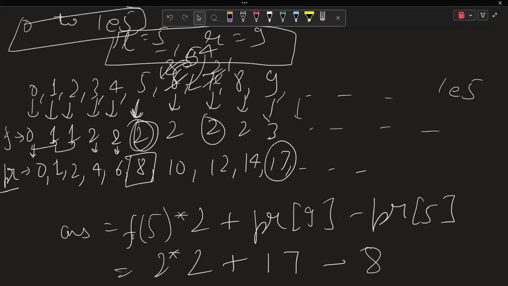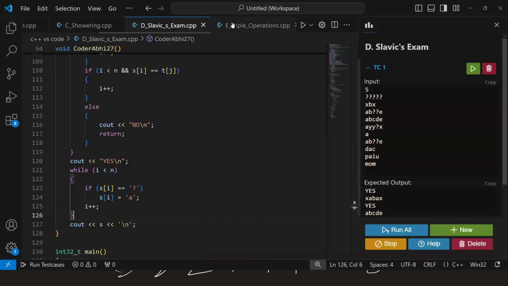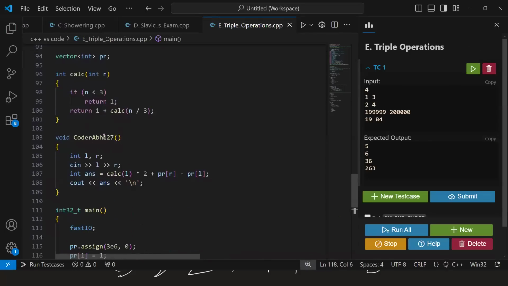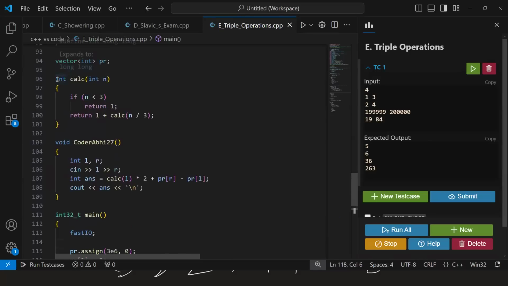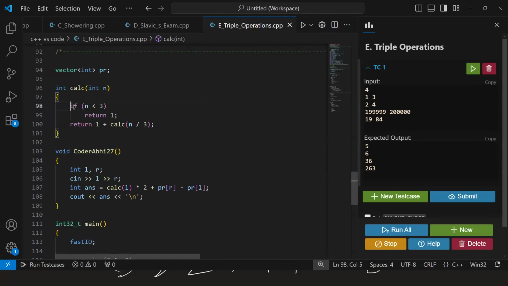Now we can look at the code for this. First thing I'm doing is calculating the f that I told you, the function, how many steps it is taking for an n to get reduced to 0. This I'm doing through a recursion. If n is already less than 3, then we can say that in one step it would get reduced to 0. So this would be my base condition. Otherwise, I would say 1 plus calc n by 3. Through this recursive function, I'm reducing n by 3 and adding a +1.